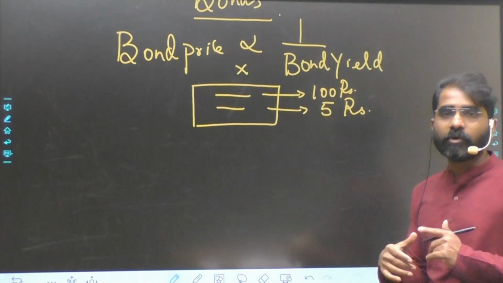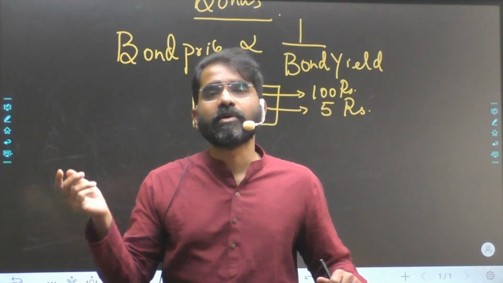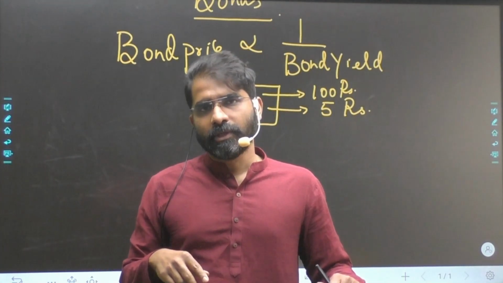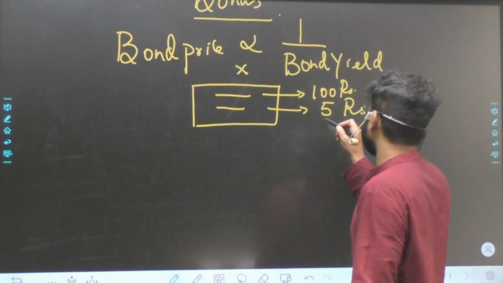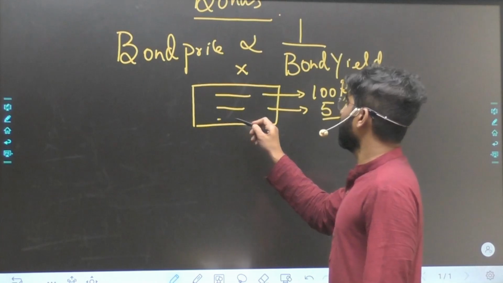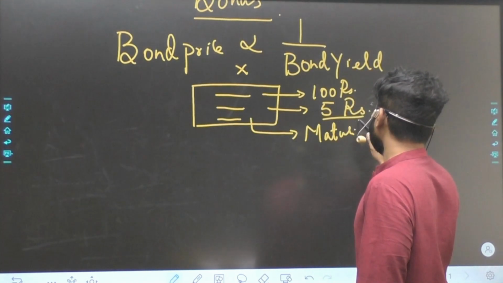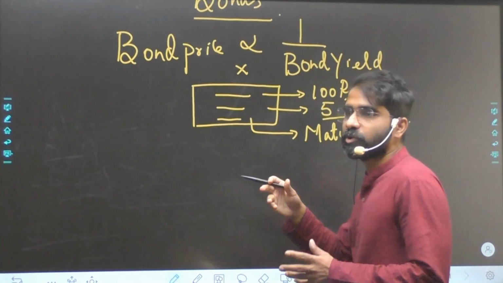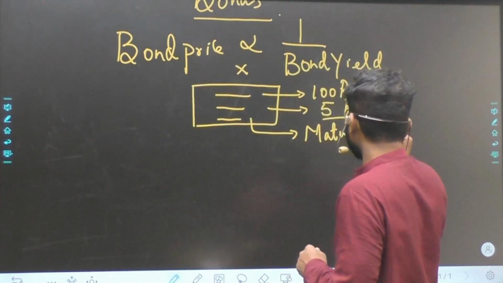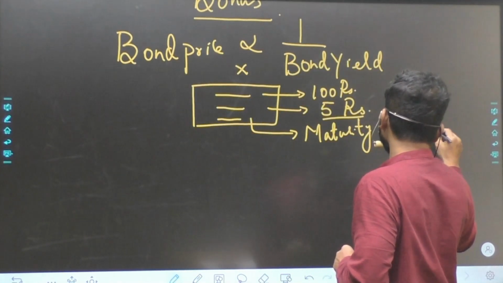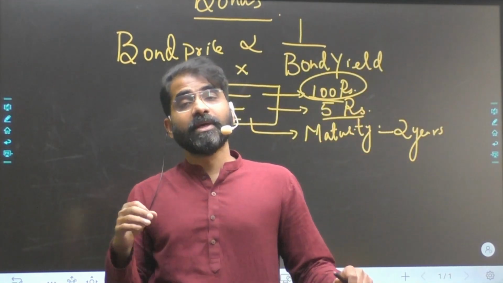When I use the word coupon, there are some non-coupon bonds also. Non-coupon bonds are non-interest bearing bonds. So when there is a coupon rate mentioned, it is a coupon bond. Here in this case, the coupon is 5 rupees. And third, there can be the validity of the bond. These bonds may not be everlasting. There is a maturity period till which this coupon will be paid, this 5 rupees. Let's say the maturity period of the bond is 2 years. Then after 2 years, the principal amount will also be returned back.